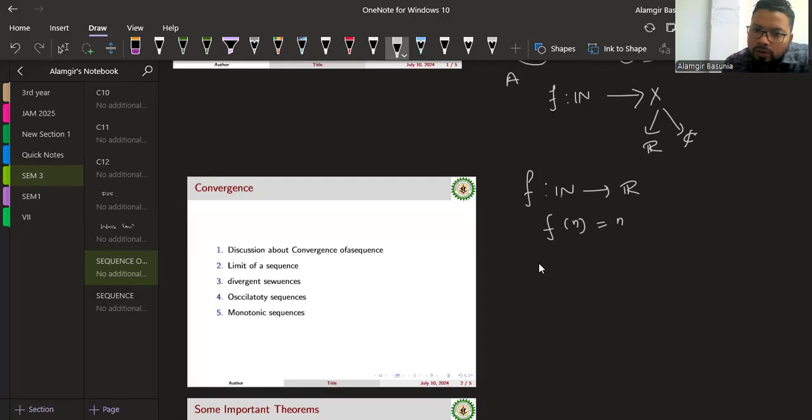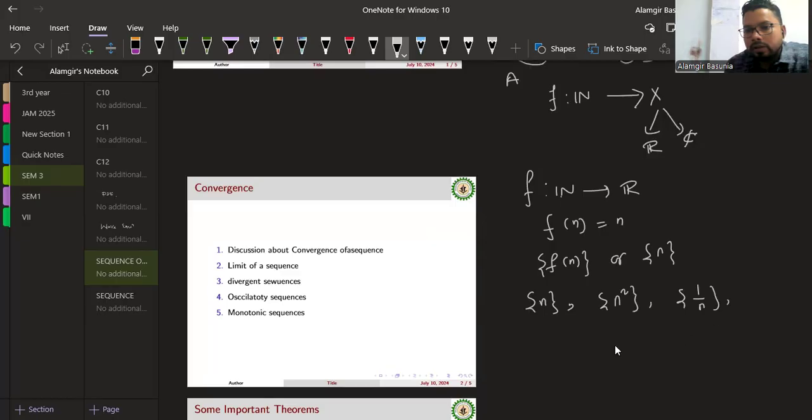Now we denote this sequence by the notation fn, or by the values of fn. So n is a sequence. Similarly, we can denote f(n) equal to n square. So we can get so many sequences: n square, 1 by n, 2n plus 3. Many sequences we can give.